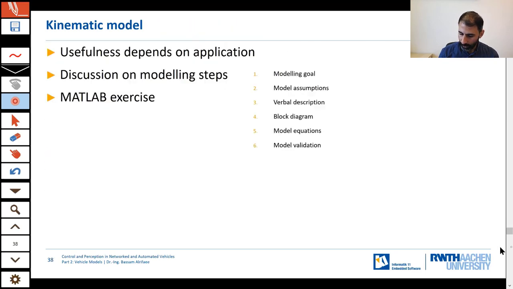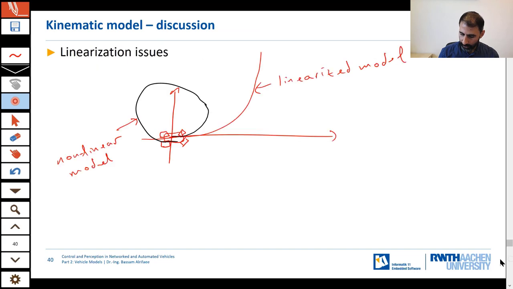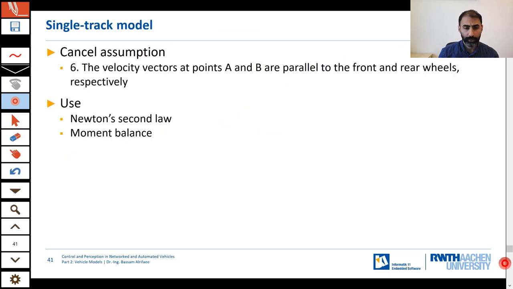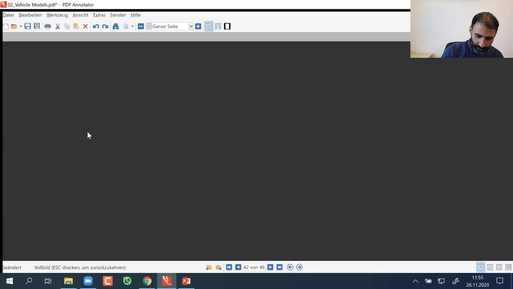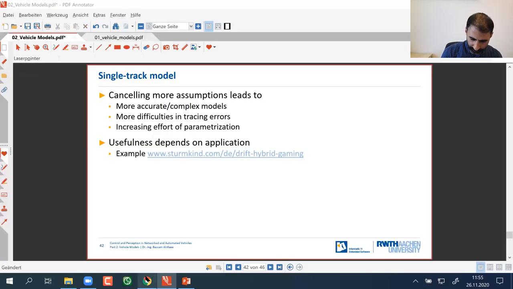And for more complicated models, we should know a lot more about the vehicles, and the effort of parameterization increases rapidly. So what I would like to show you now is a video showing where such complicated models could be useful.